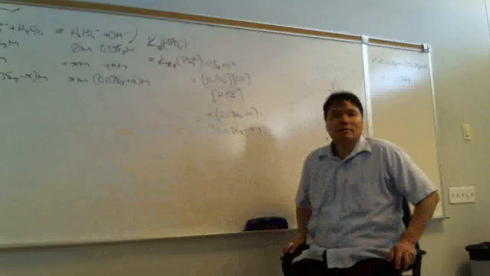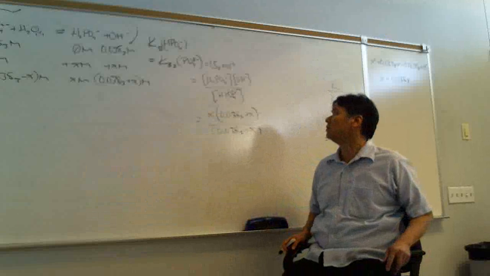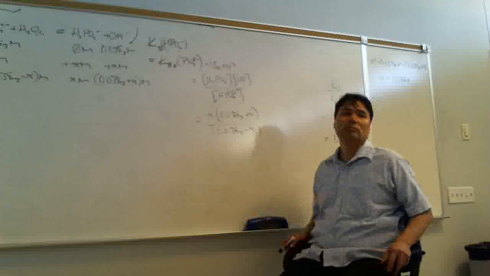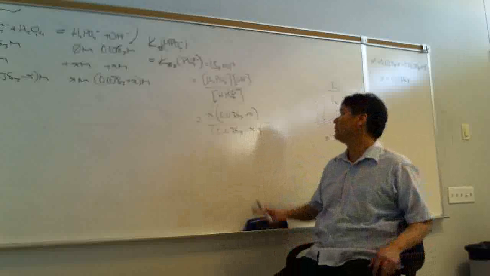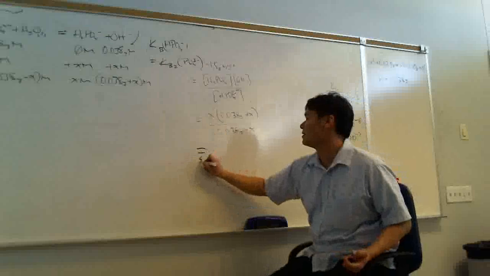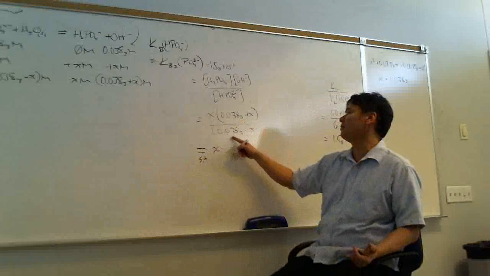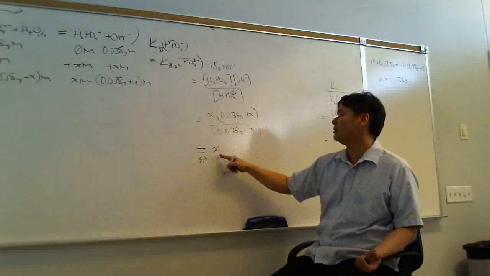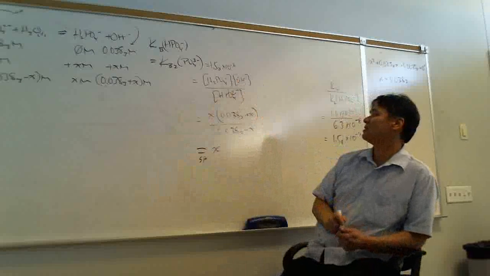Should we try the simplifying assumption here? Yeah, let's try. And so the X drops out. If we apply the SA, then this is equal to 0.0383 divided by 0.0383, which is 1. And so this is just equal to X. So X equals 1.58 times 10 to the minus 7.